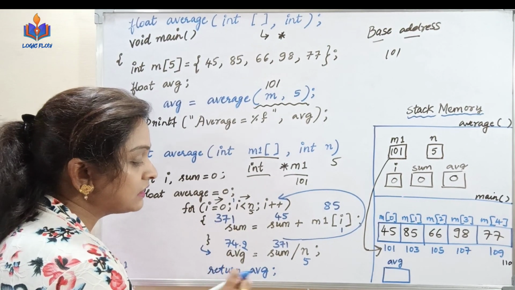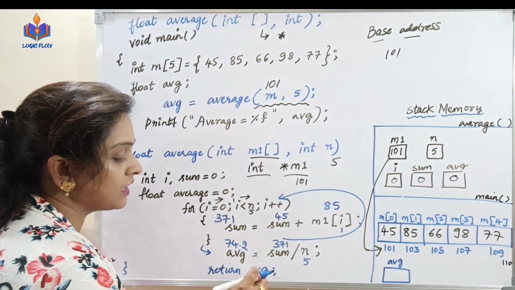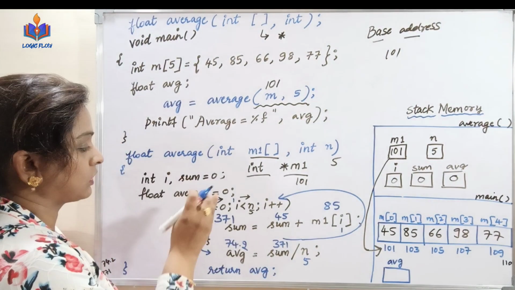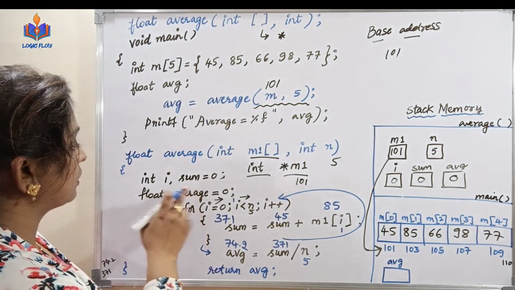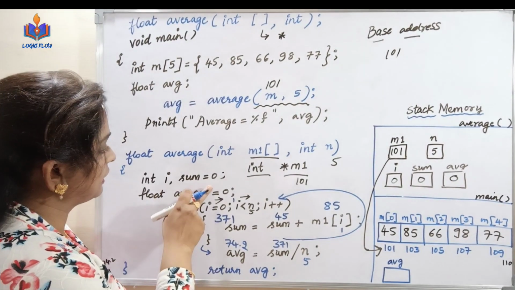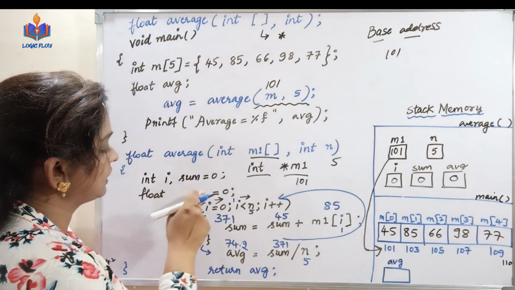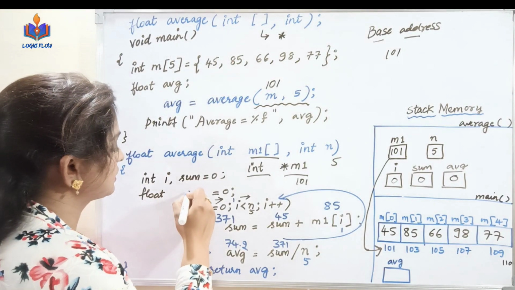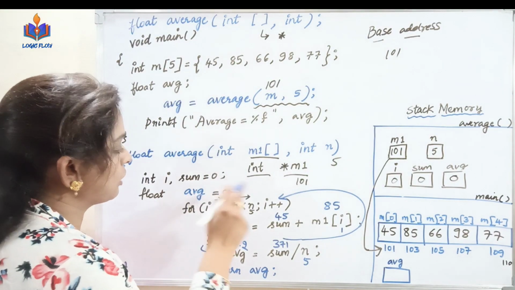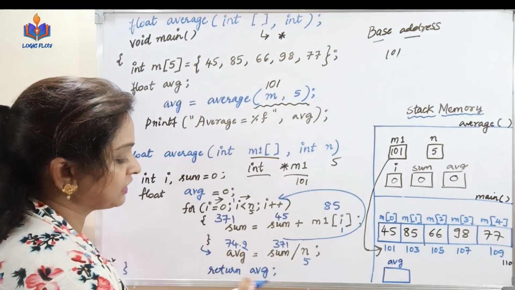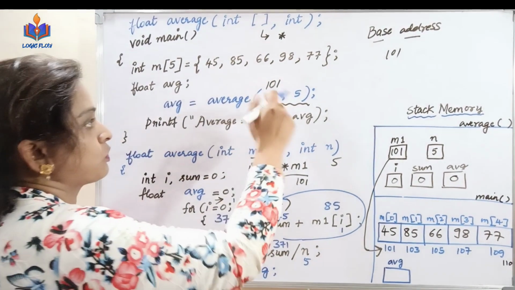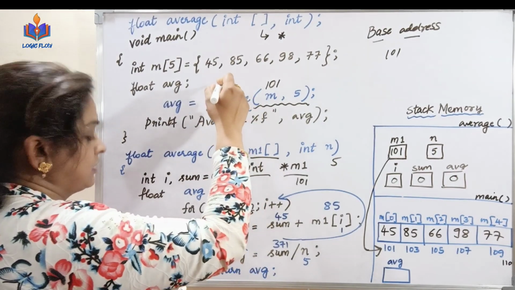Then return that average. The return type is float. Average is of float. So here one mistake I have done. Let it be AVG. Right. So it is AVG equal to 0. AVG equal to sum divided by N. So return average to the place where the function was called.